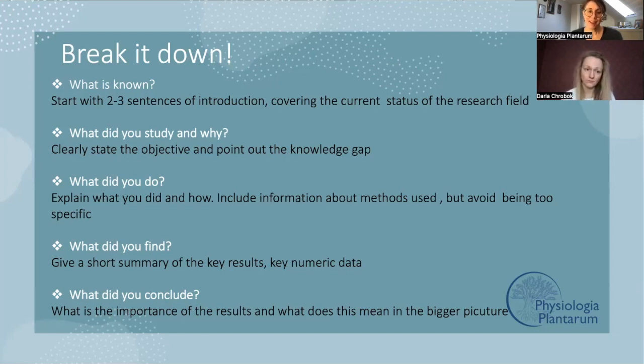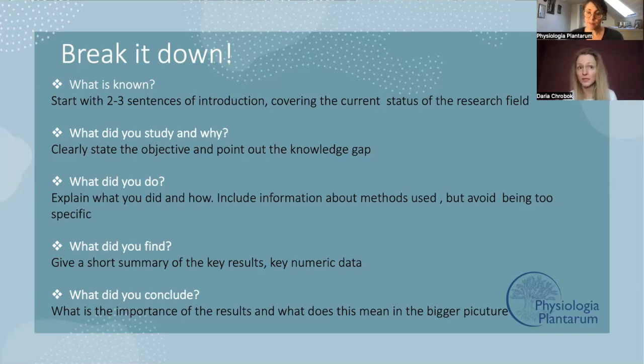Yes. And then the next thing is to explain what you did. This is sort of a short version of the materials and methods. So you should state what kind of plant you used if you're in plant science, and what methods you used to achieve this, but you should be short and not too specific.